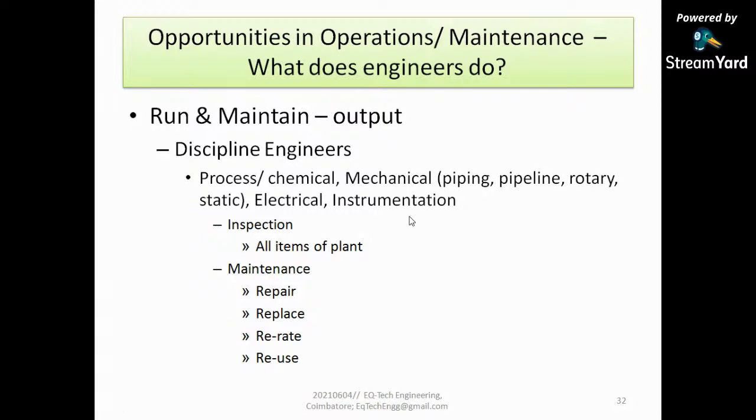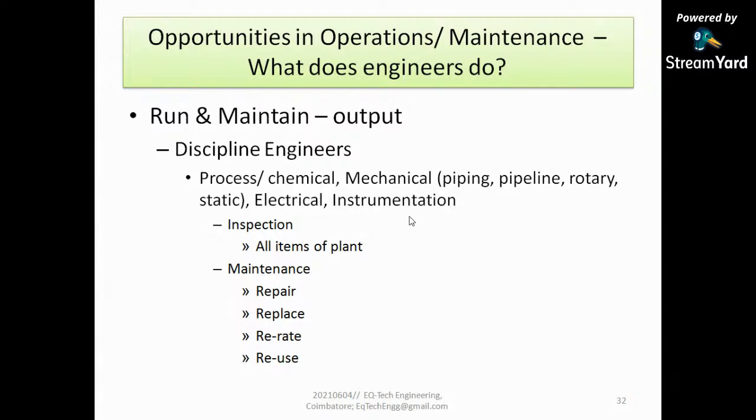Okay, now let us go to operation and maintenance. Once we construct and hand over to operations, what they are going to do is just run the plant and maintain the output. Normally a plant will be designed for 20 to 25 years of life. I've seen plants going well for more than 40 years.